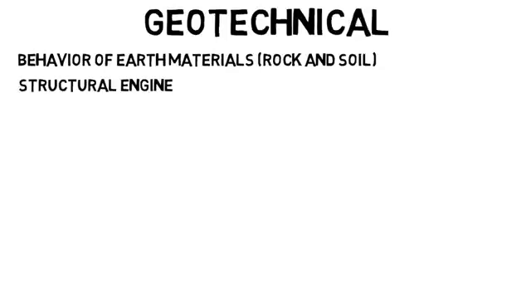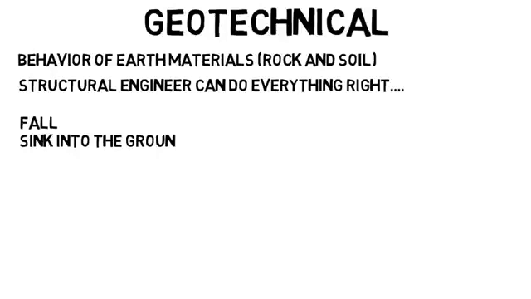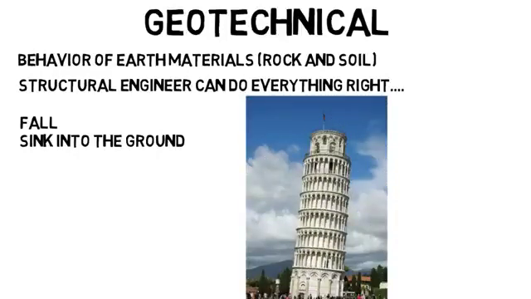The structural engineer can do everything right to make sure the building will stand up, but if the geotechnical engineer messes up and you put a structure on soil that can't withstand it or is uneven, the building could fall, sink into the ground, or even lean to one side, probably the most famous being the Leaning Tower of Pisa, which was a result of soil issues.